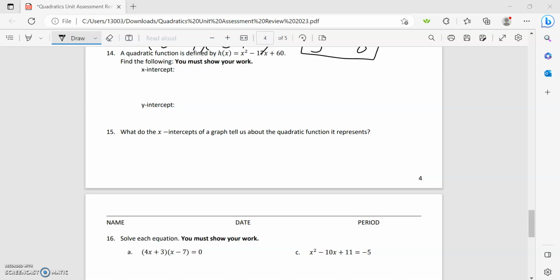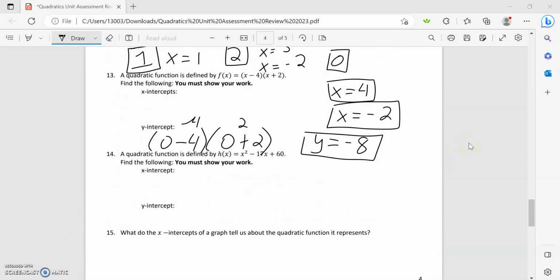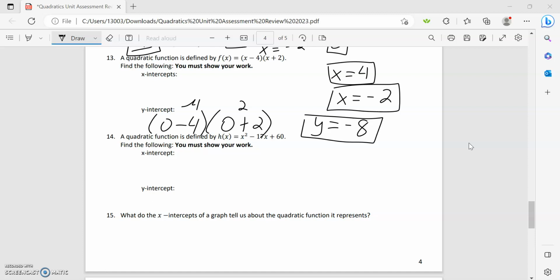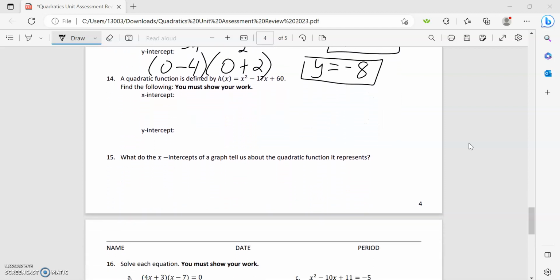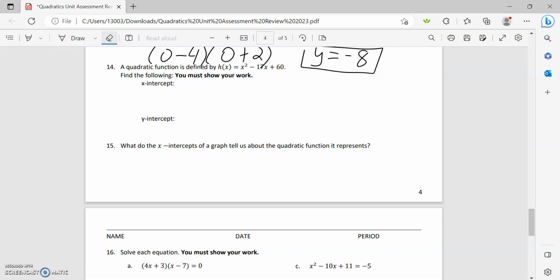All right, chugging along. Here we go. Question 14 is really similar to the end of the last video, question 13. The difference between 13 and 14 is that 13 starts in factored form and says find the x and y intercepts. 14 is the same question, just given in standard form, x squared minus 17x plus 60.